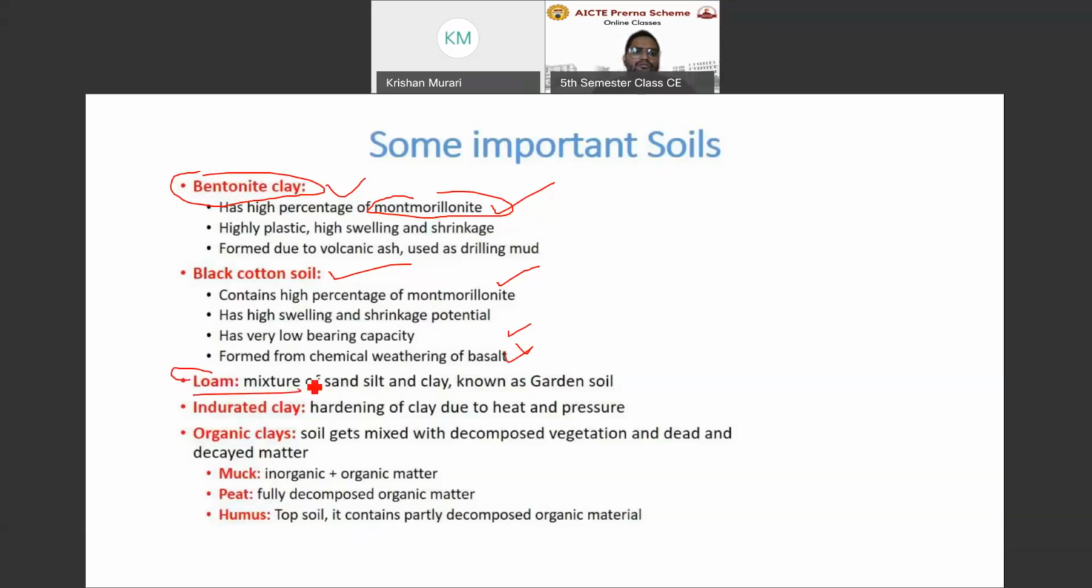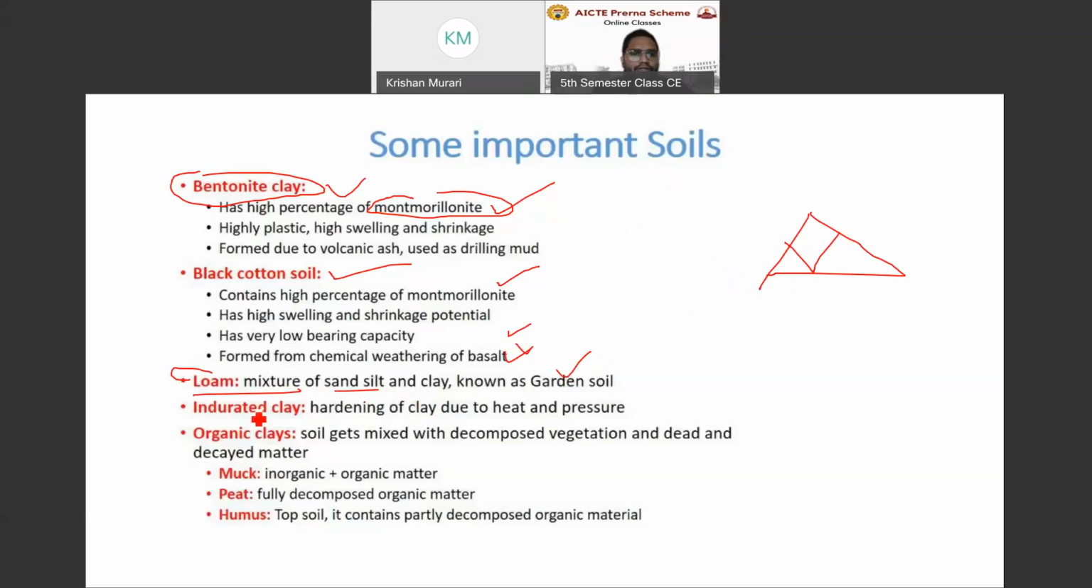Basically, loam is the mixture of sand, silt, and clay. In geotechnical engineering we study various types of soils, and according to particle size they have different names like clay, silt, sand, gravels. So loam is the mixture of sand, silt, and clay, and it is also called garden soil. The three main features, sand, silt, and clay, are found together, and the combined name of that soil is loam.